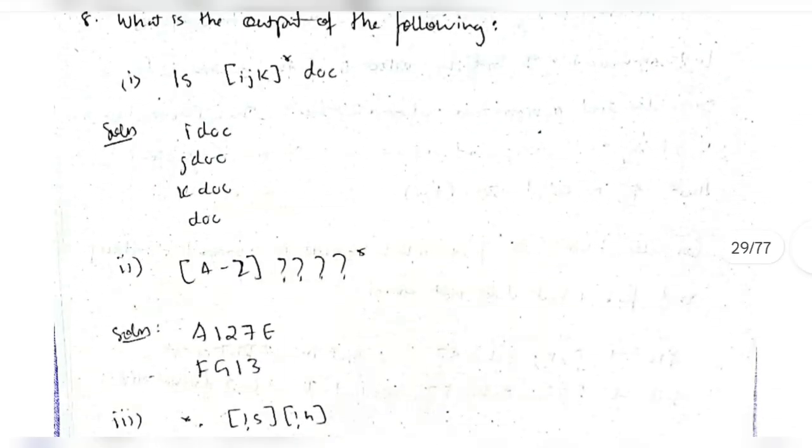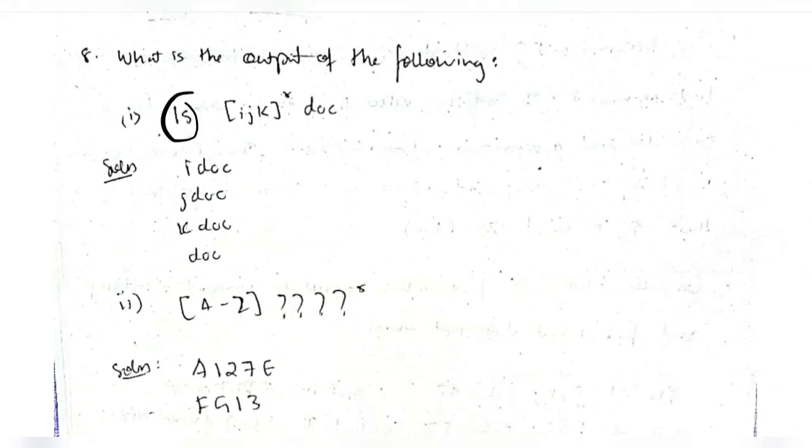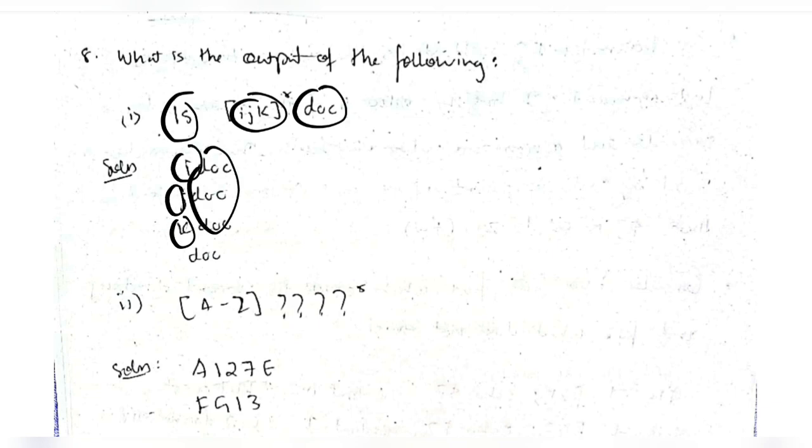Okay. Next one is, what is the output of the following? Here ls means list the files, and i, j, k can appear any number of times, and doc is here. So I'll have, for example, sample outputs ijk with doc, and since it's star, it can be nothing also, so it will be just doc. So these are the possible outputs.